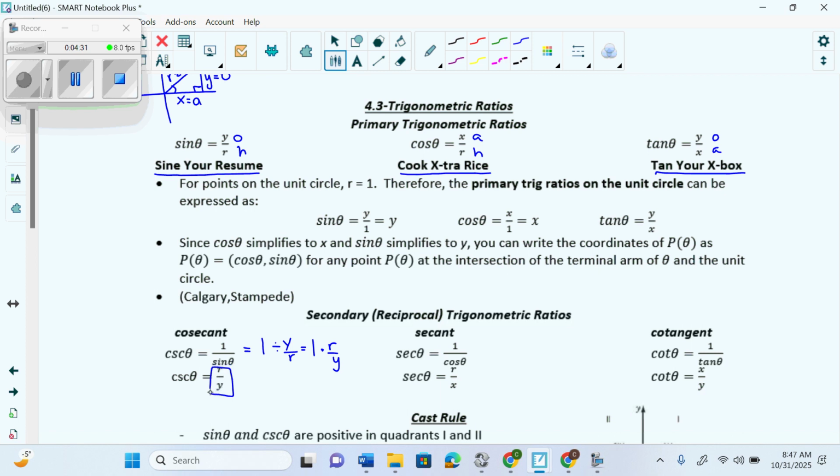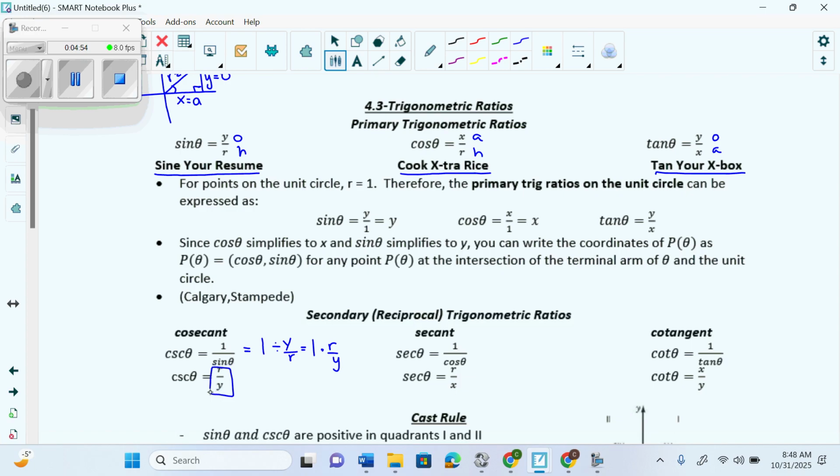So people will say sign your resume, and then they'll go, okay, cosecant is resume your, because they flip it in their head. And then cos is cook extra rice, so then secant is rice extra. And then tan is your Xbox, this is Xbox your. It's always a reciprocal trig identity. So it will flip, yes? Because it's 1 divided by the previous one. Does that make sense?